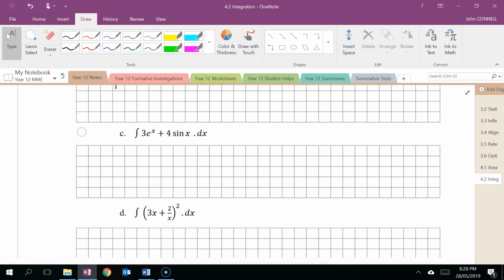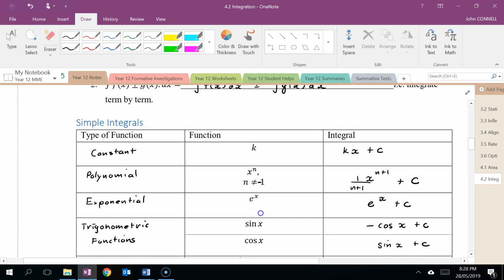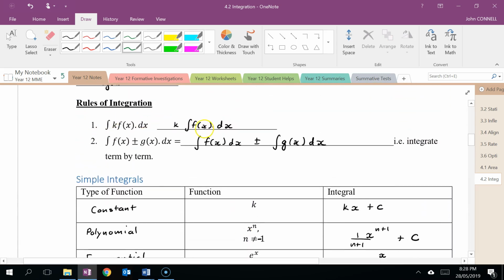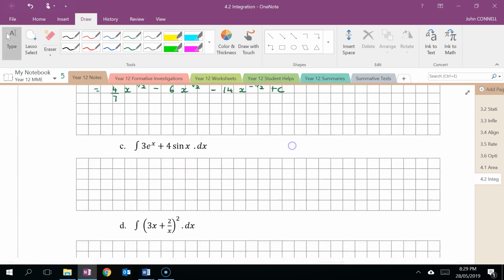Okay, alright, now 3e to the x plus 4 sine x. Remember, when we set it back here, we said that a constant out the front doesn't affect our integration, really. So we've got the integral of 3e to the power of x. Like we know that the constant doesn't affect differentiation, it doesn't affect integration, so we can just think about, well, what's the integral of e to the x? And we know it's e to the x, so that's just 3e to the x.